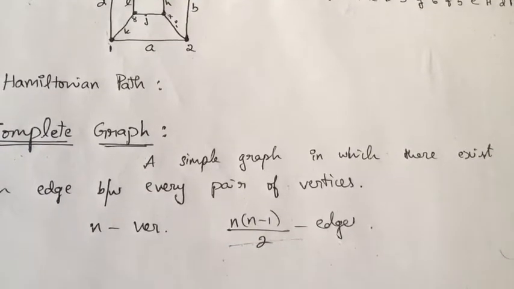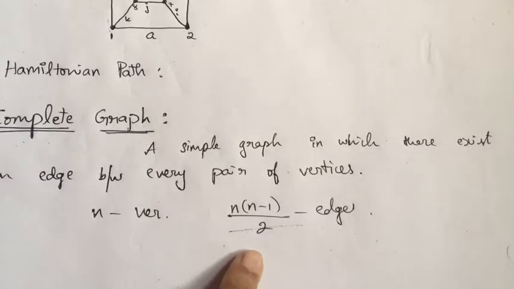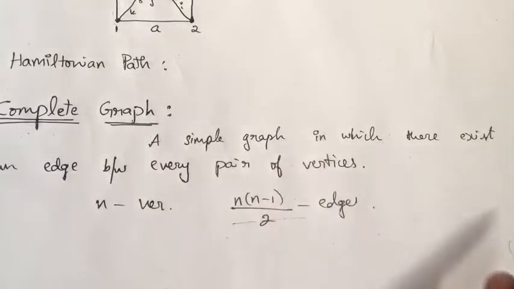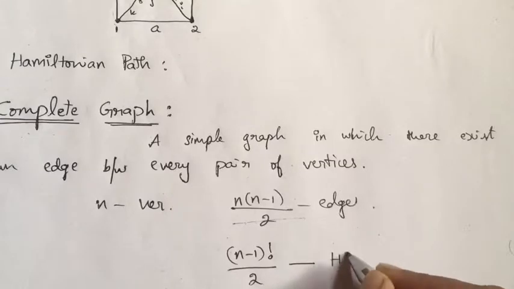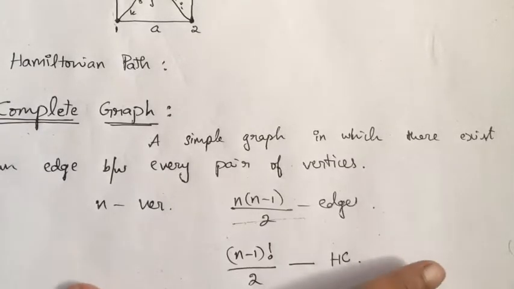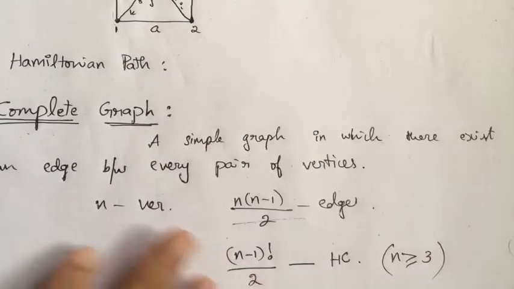And one more note you have to remember: in a complete graph with n vertices, how many Hamiltonian circuits are there? Can we find it out? In fact, there is a theorem which says in a complete graph of n vertices, there are (n minus 1) factorial by 2 Hamiltonian circuits. This is true when the number of vertices n is greater than or equal to 3.